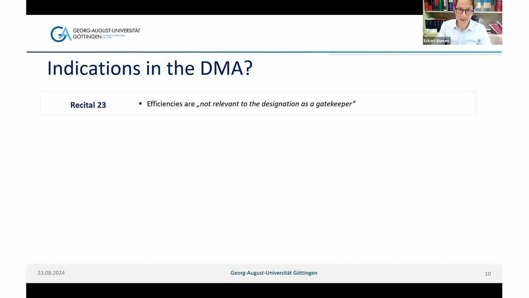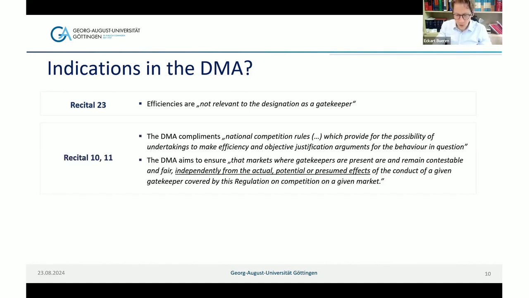Then we have recitals 10 to 11, which basically describe the DMA as something distinct from the national competition rules that, as the recital says, provide for the possibility of undertakings to make efficiency and objective justification arguments for the behavior in question. The DMA, on the flip side, the recital says, aims to ensure that markets where gatekeepers are present are and remain contestable and fair, independently from the actual, potential or presumed effects of the conduct of a given gatekeeper covered by this regulation on competition on a given market.